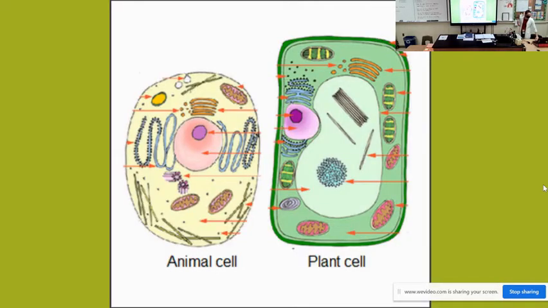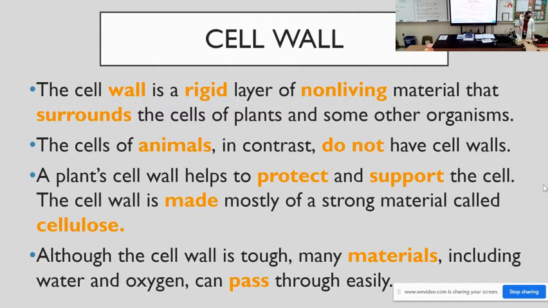Okay, so we have our animal and our plant cell that we're going to look at. They share a lot of similar organelles, and then they have a couple of features that are different as well, or have different organelles than each other. So our cell wall is the rigid layer of non-living material that surrounds the cells of plants. Some other organisms do have cell walls, but no animal cells have cell walls. And the plant cell wall helps to protect and support the cell.